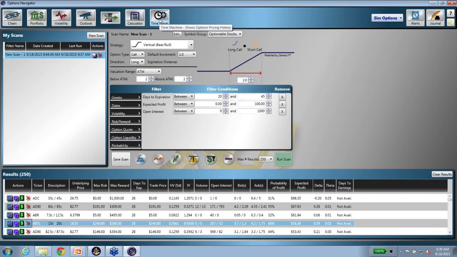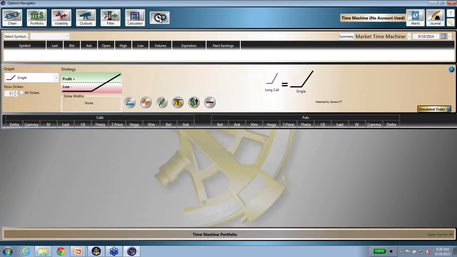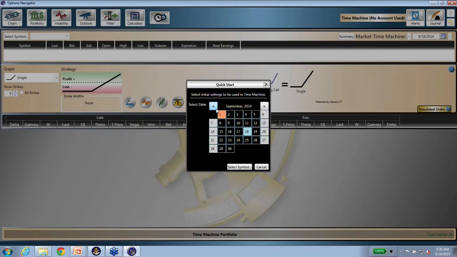Let's talk about the time machine. I'm going to move on to time travel. I guess it's called time machine, and it's got a little time travel button. Really, it's just a way to access historical data, so you could go back in time wherever you want.